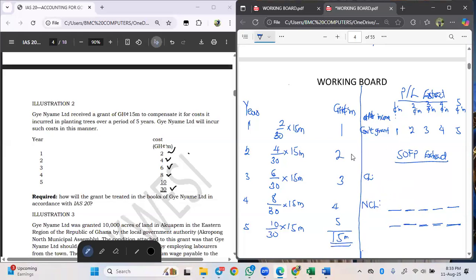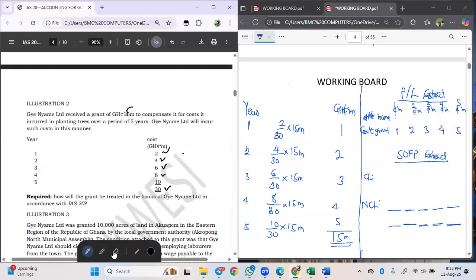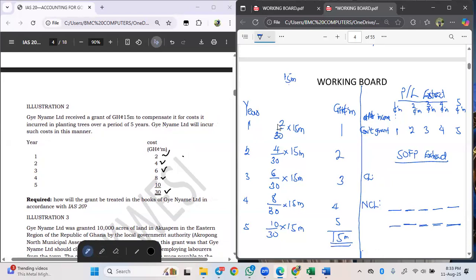So the whole grant is what? 15 million. The total grant that was given is 15 million, so this one is the deferred approach. Now, in the first year, already in the first year, we've transferred 1 million out of it. So it's left with how much?